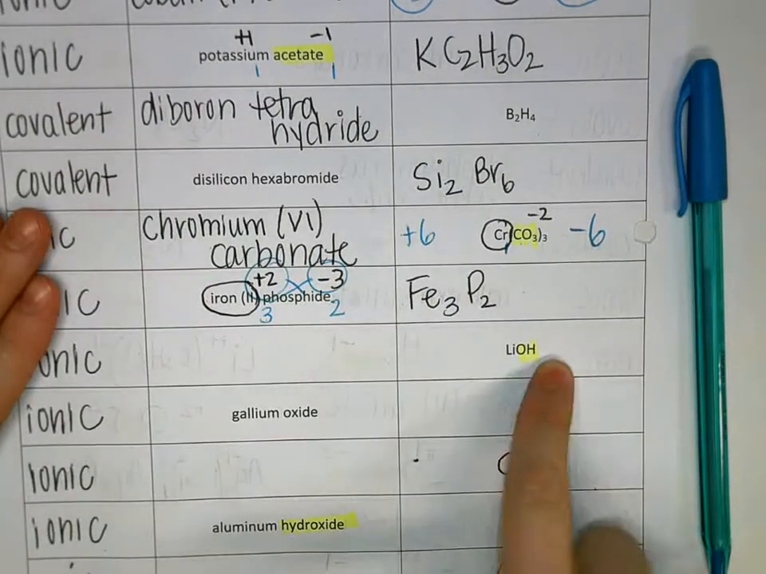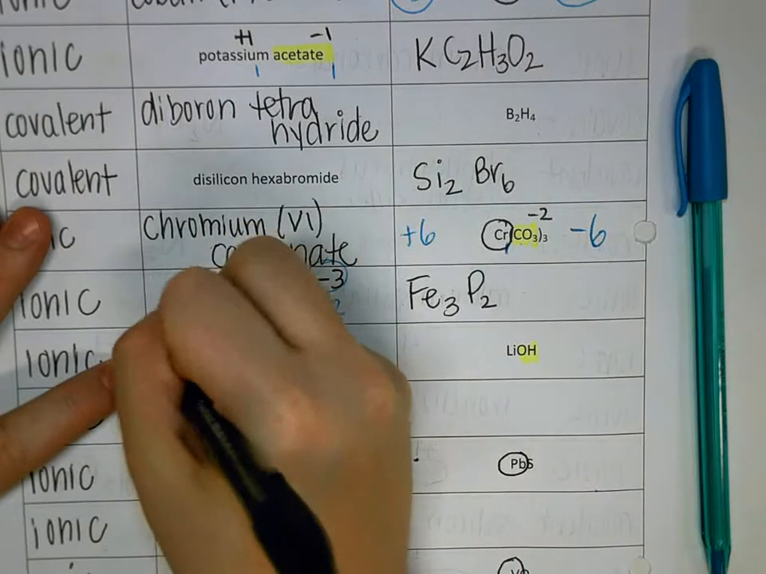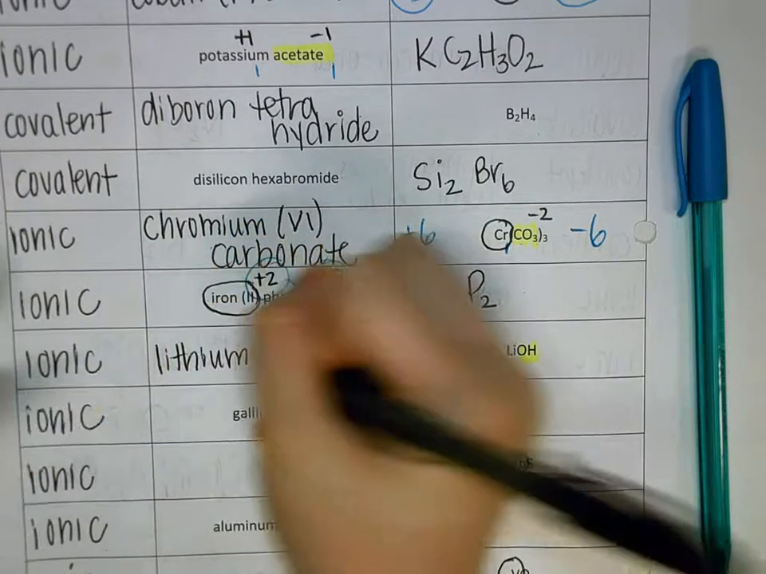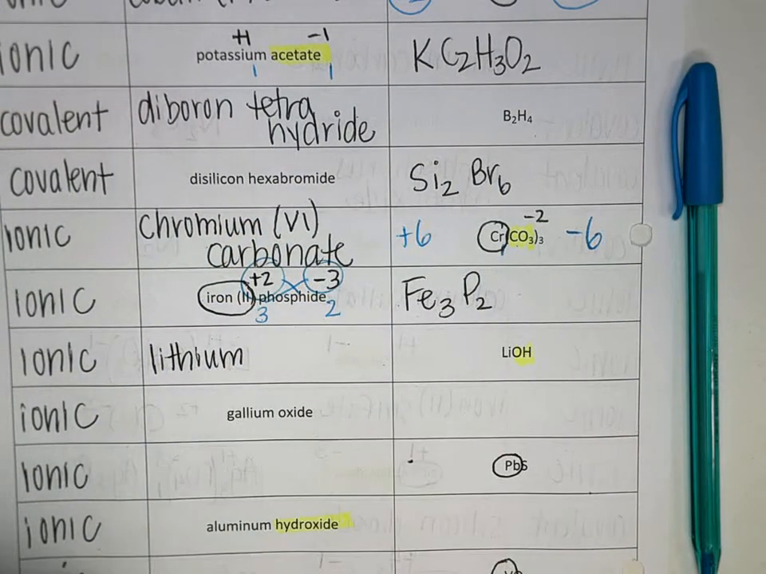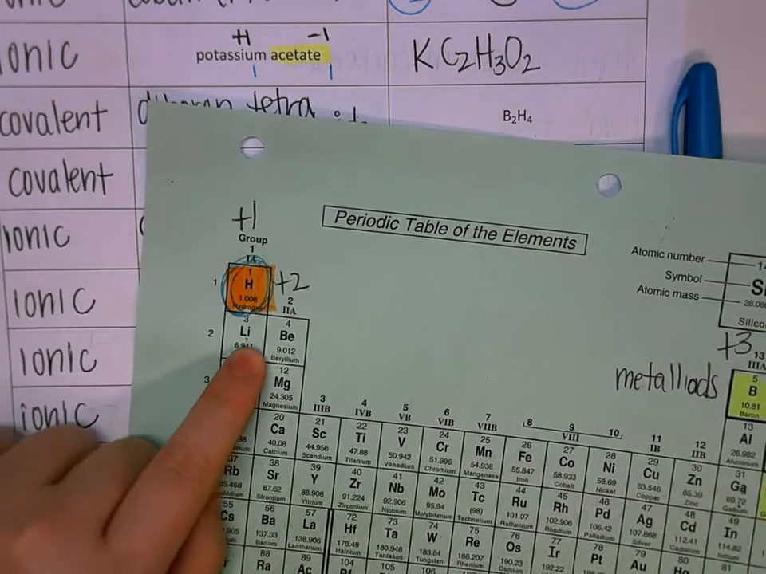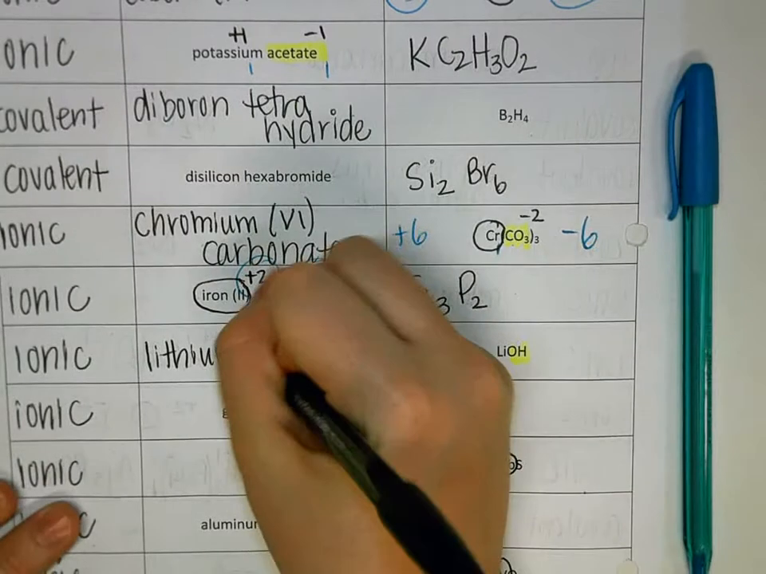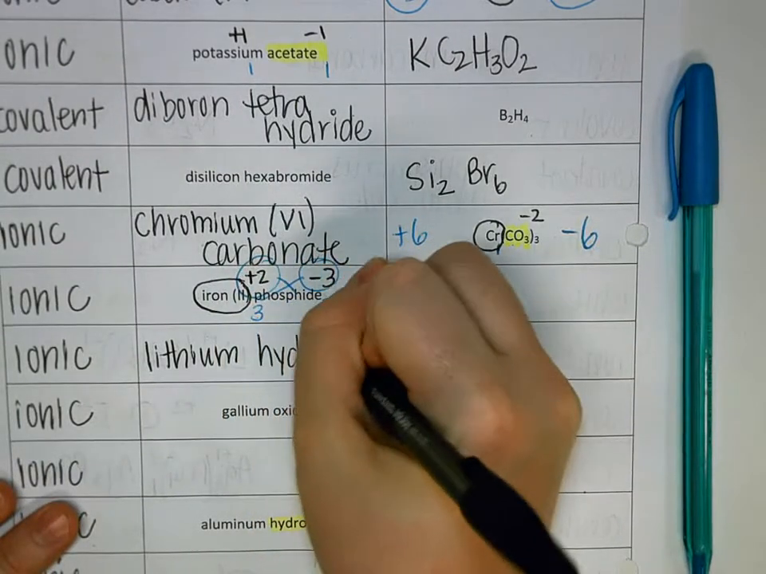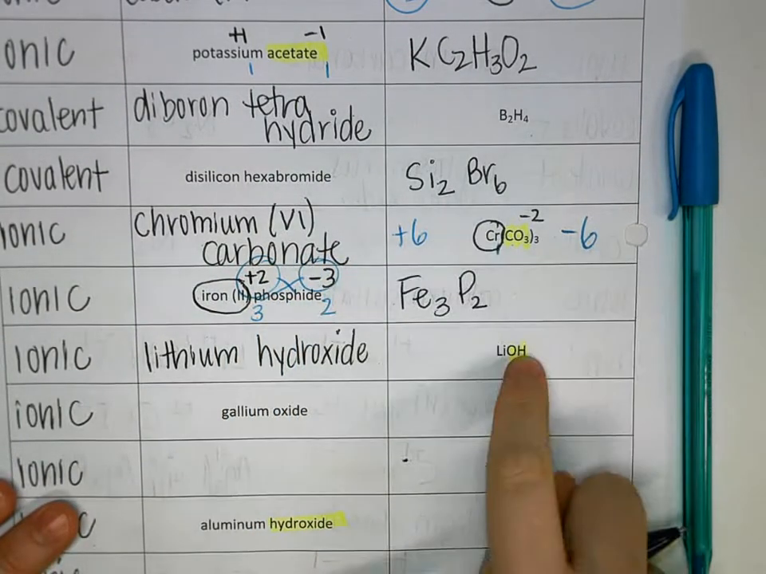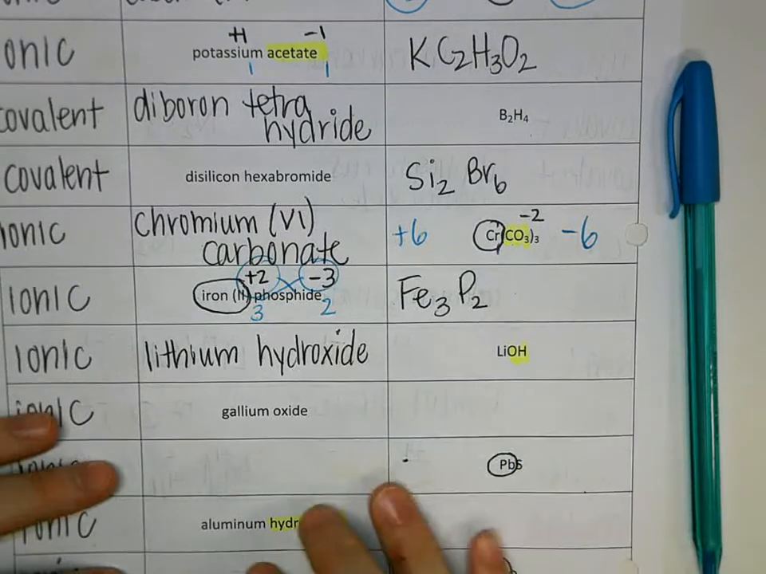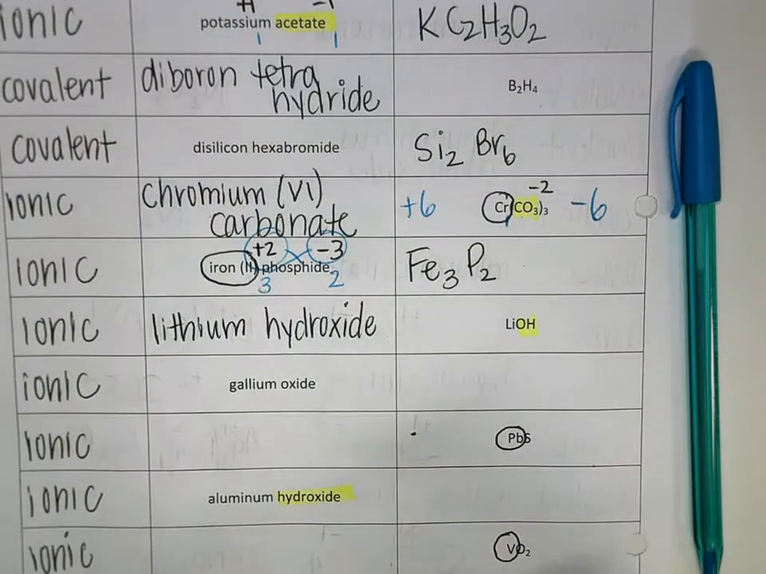Next up, I have LiOH. Li is just lithium. I don't need a Roman numeral because I can look at the table of elements and tell you the charge is +1. So I don't need a Roman. OH is just hydroxide. And that's a polyatomic ion. I just looked that up on the polyatomic ion sheet.